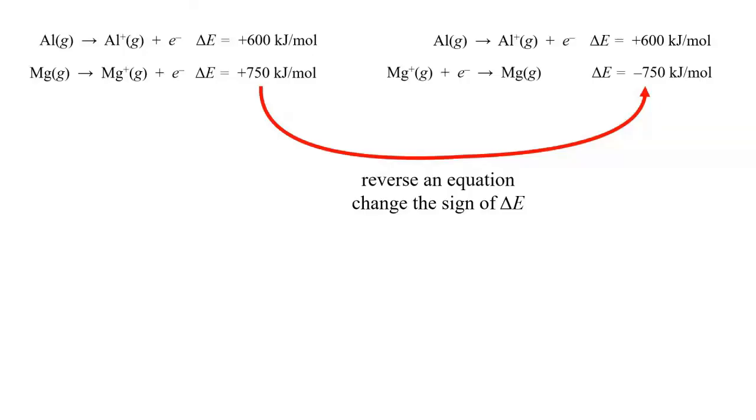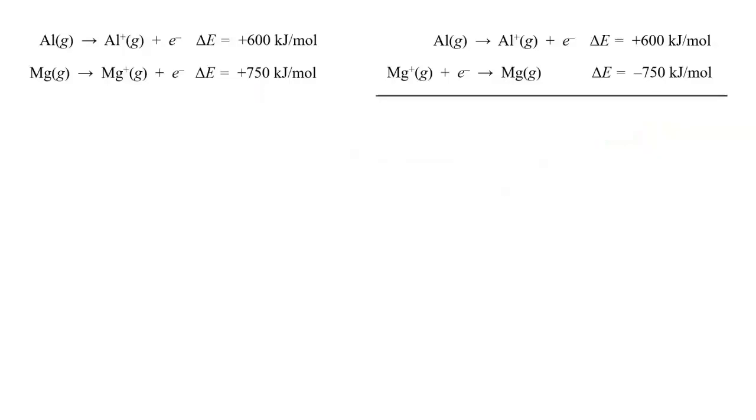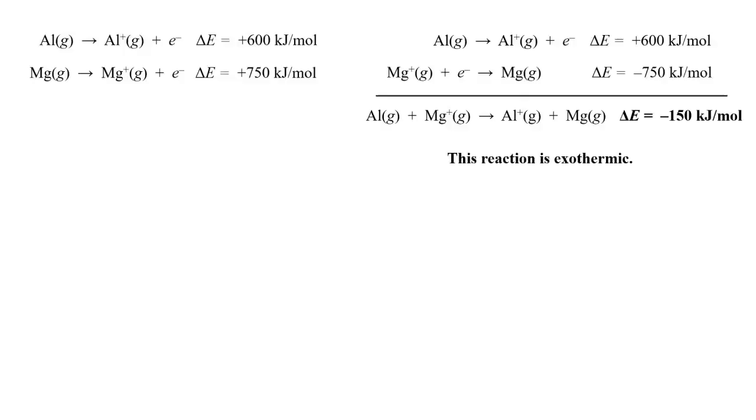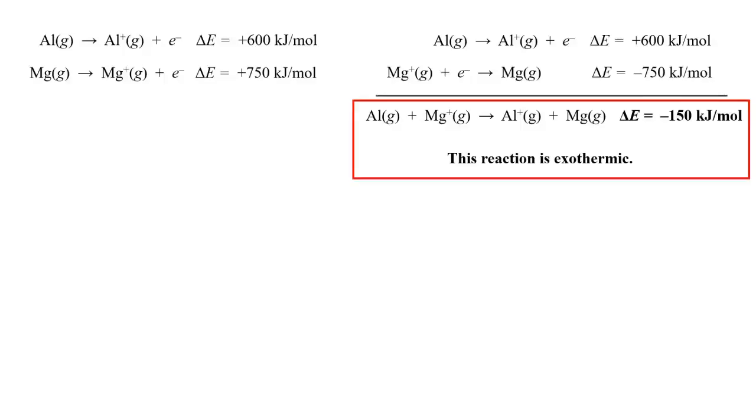Now, when you reverse an equation, you change the sign of your delta H, or in this case, the change in energy, the delta E. So I went from positive 750 to negative 750. And now when I add these two equations together, the electrons are on opposite sides, so they would cancel out. I have exactly the equation that I was looking for, and the delta E, the change in energy, would be 600 plus negative 750, which equals negative 150. So remember, the question was, is this an endothermic or an exothermic reaction? And the answer is, this reaction is exothermic.